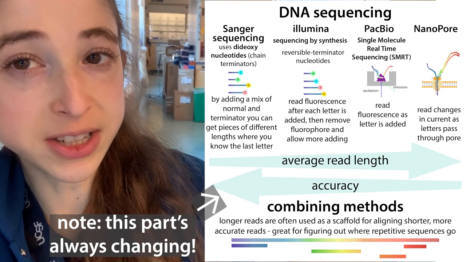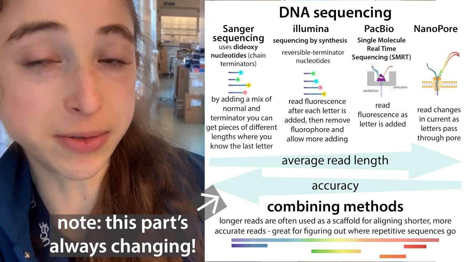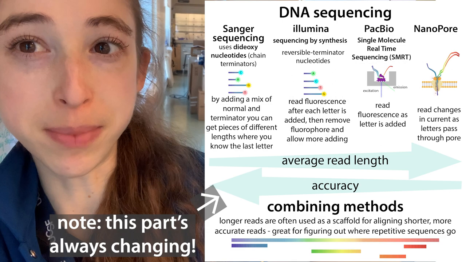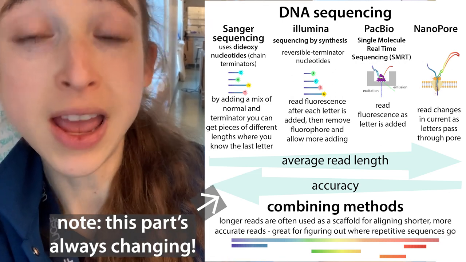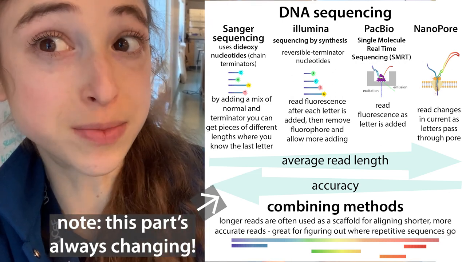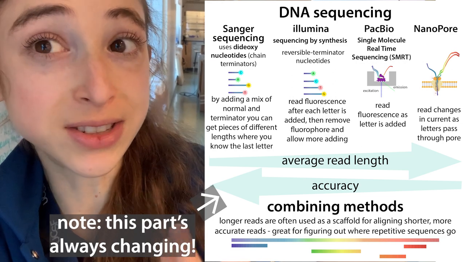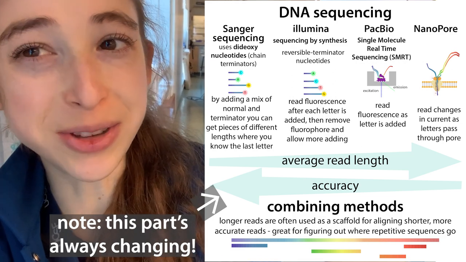From traditional Sanger sequencing to next-generation sequencing methods like Illumina, PacBio, and Oxford Nanopore. When it comes to DNA sequencing, there are many techniques. So today, here's a look at what makes each technique unique.